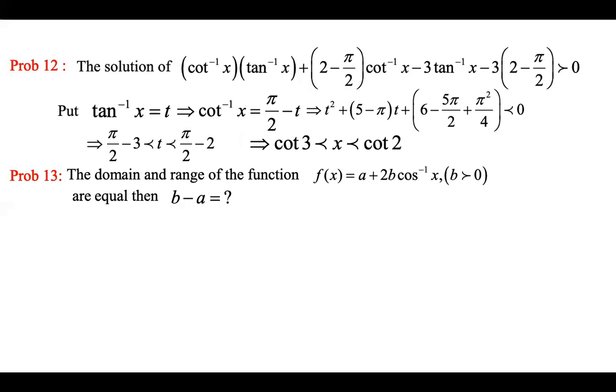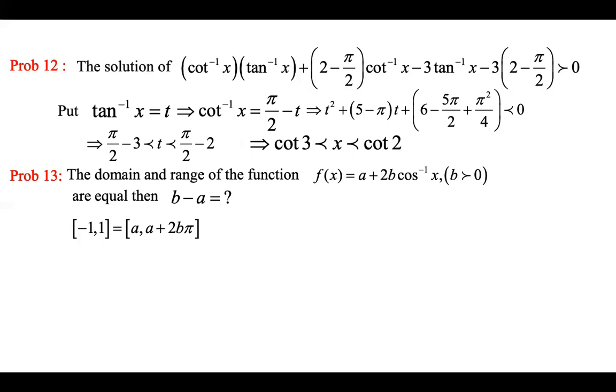A is a constant, b is also a constant. Cos inverse x range will be from 0 to pi. Then the overall range of this function will be a to a plus 2b pi. That will be the range. So domain is -1 to 1 and the range is a to a plus 2b pi.